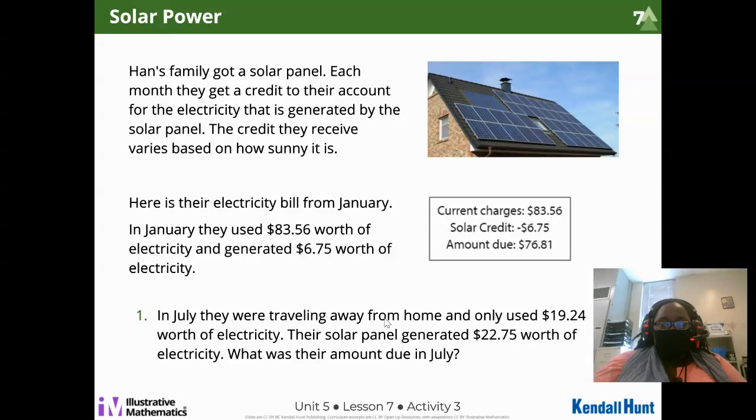It says in July they are traveling away from home and only use $19.24 worth of electricity. Remember that the solar panel means that we're going to get credit, so this would be subtracting. The solar panel generates $22.75 worth of electricity. So what does the amount do in July? You're going to do 19.24 minus 22.75 to answer question 1.